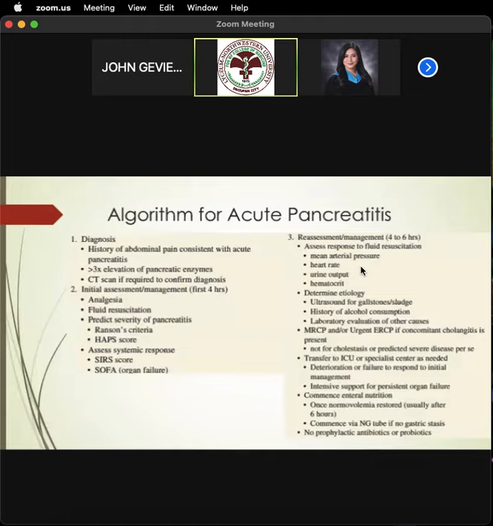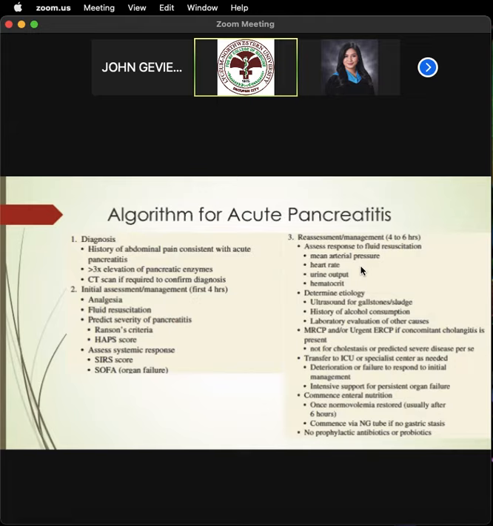Okay, let's go with the algorithm for acute pancreatitis. I've taken this algorithm from your Schwartz, so you will fit this in your Schwartz. How do you diagnose? It's actually easy to diagnose pancreatitis. There are only three criteria, called the Atlanta criteria. A history of severe abdominal pain radiating to the back is consistent with pancreatitis. Then you request pancreatic enzymes like lipase and amylase. If 2 out of 3 are already present, you could already diagnose pancreatitis. A CT scan is sometimes required in order to confirm the diagnosis.